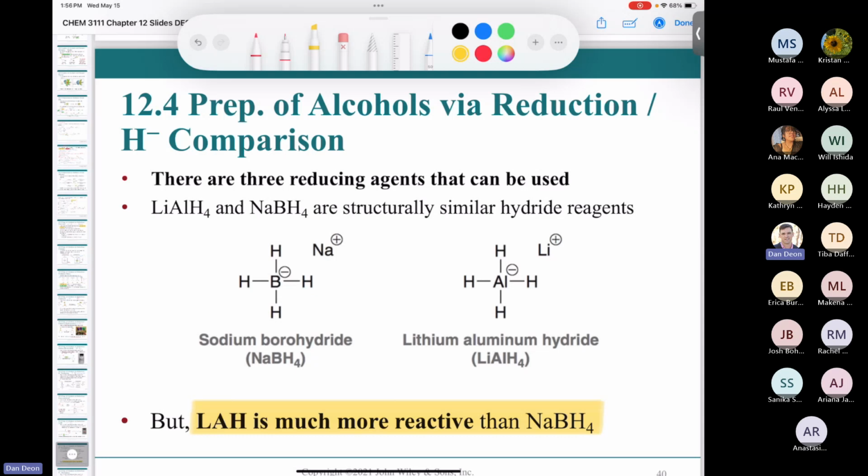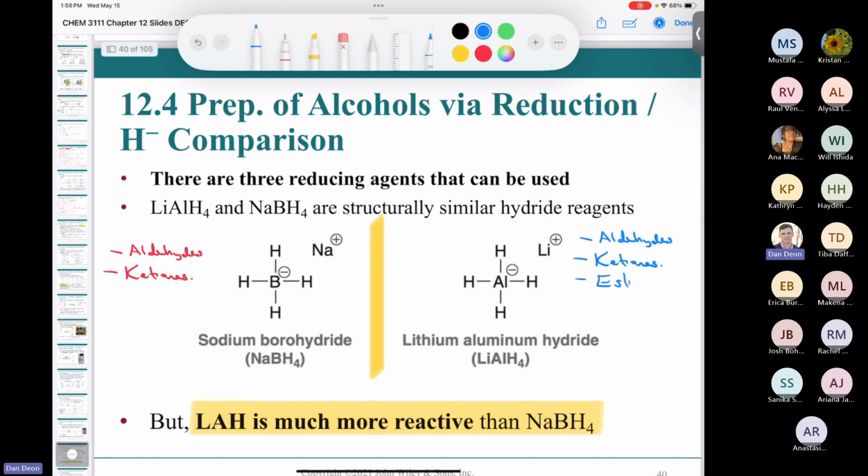So what you're going to see in a second, if we draw a line down the middle here, is that sodium borohydride can be used to reduce aldehydes. It can be used to reduce ketones, whereas lithium aluminum hydride, I'll just copy it, paste this over here, can be used to reduce aldehydes, ketones, esters, and carboxylic acids. It can be used to reduce all of those. And it has other utilities as well. But for this class, this chapter, this is what we're going to see.